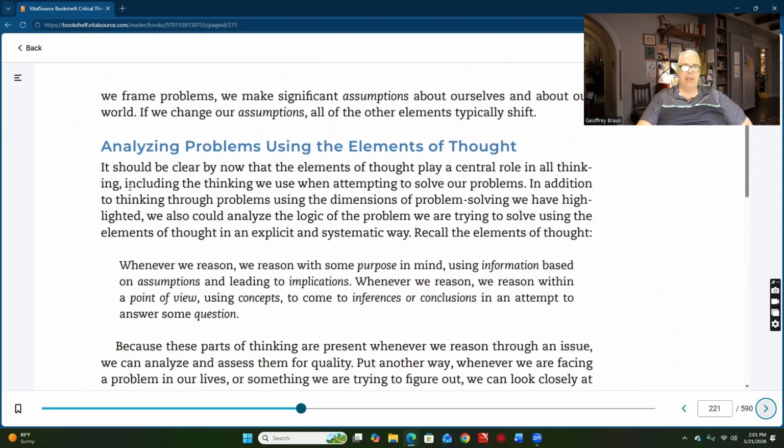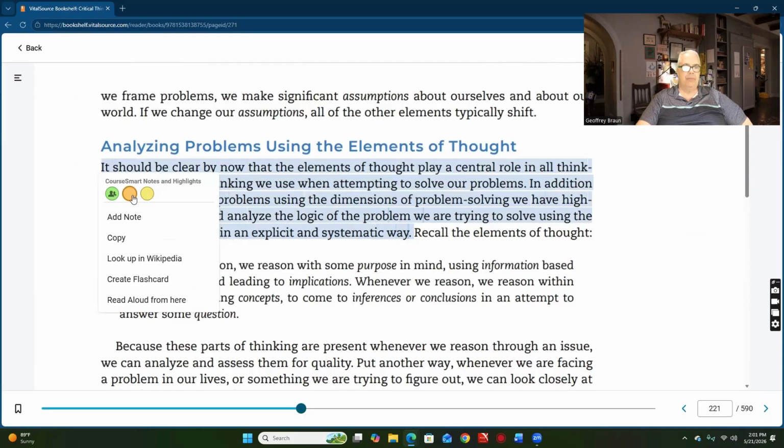Analyze problems using the elements of thought. It should be clear by now that elements of thought play a central role in all thinking, including the thinking we use when attempting to solve our problems. In addition to thinking through problems using the dimensions of problem solving we have highlighted, we also could analyze the logic of the problem we're trying to solve using the elements of thought in an explicit and systematic way. Bingo.